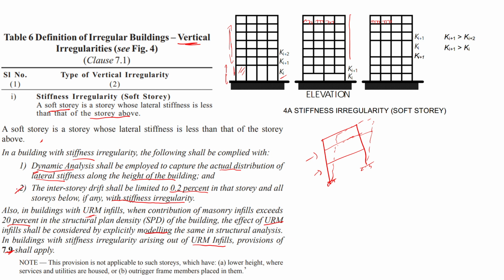So these are the two parts. Dynamic analysis should be done. One more thing, inter-story drift shall be limited to 0.2% in the story. If there is any stiffness irregularity, we should follow this method. This is how it works.